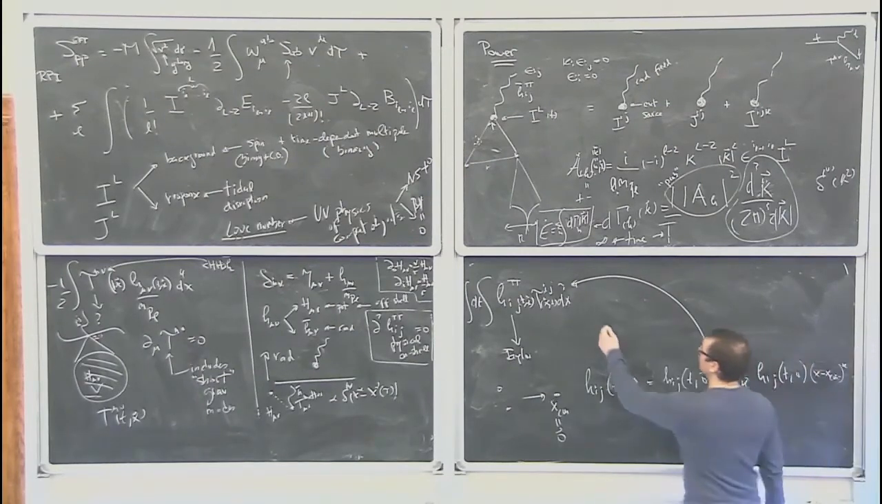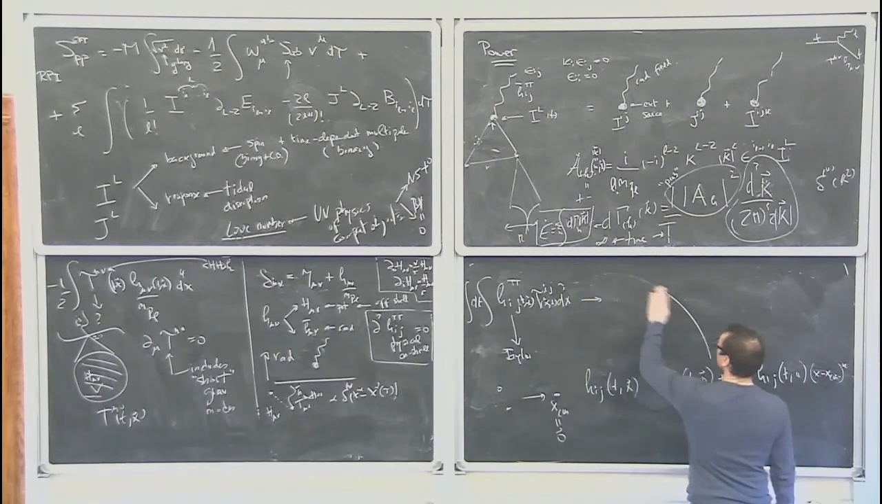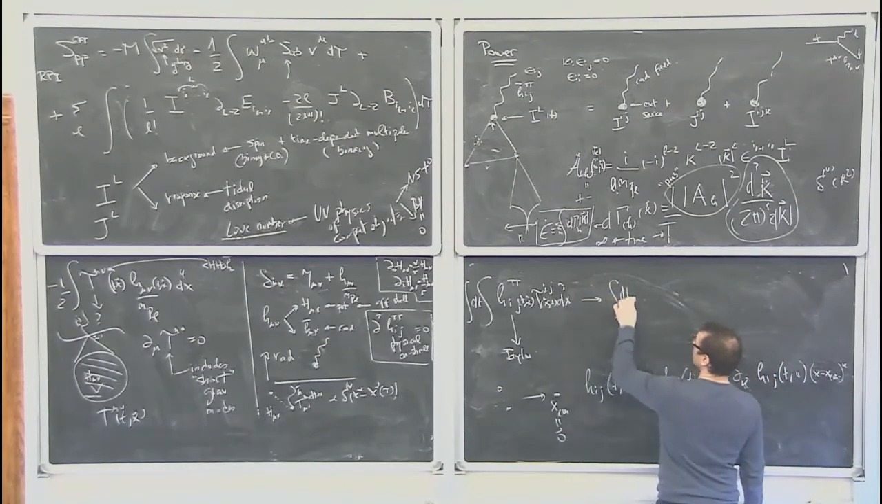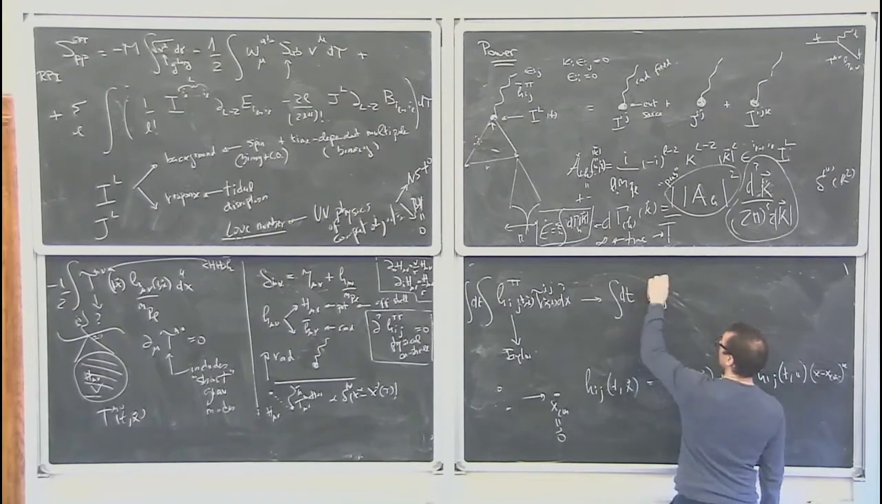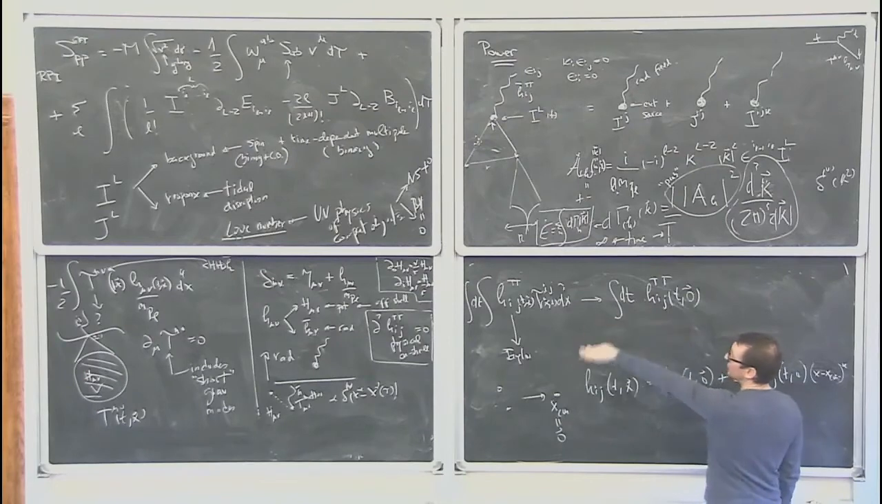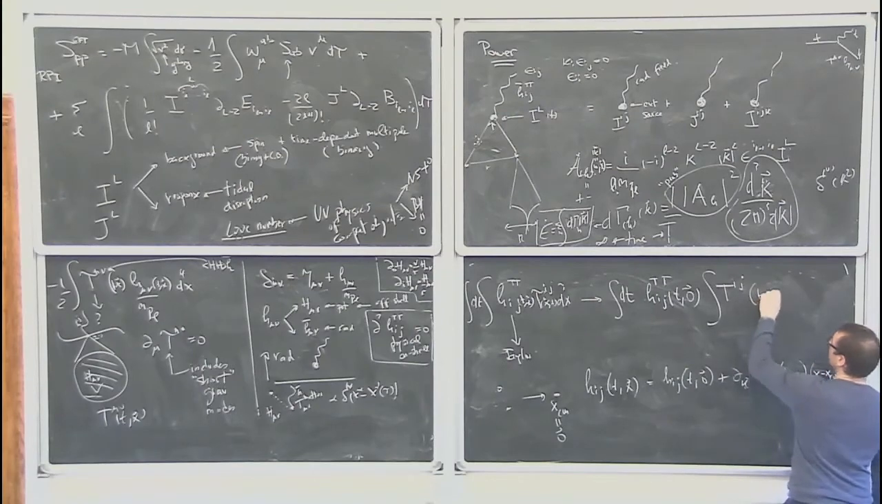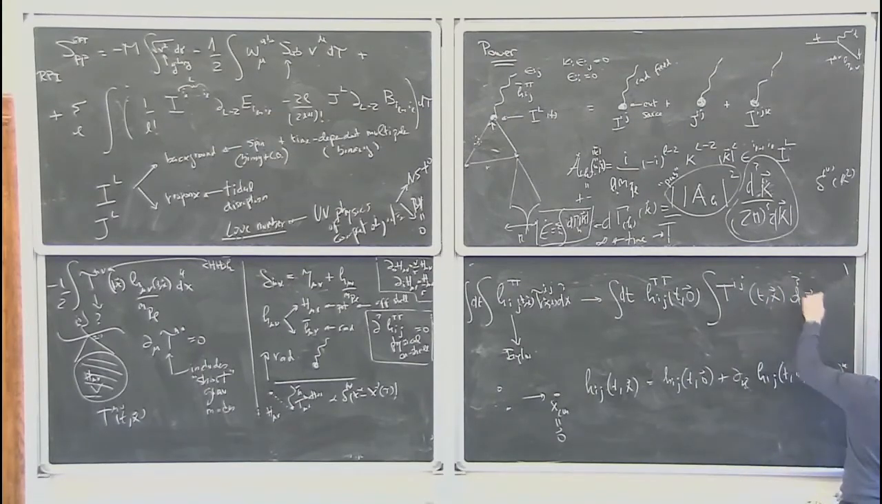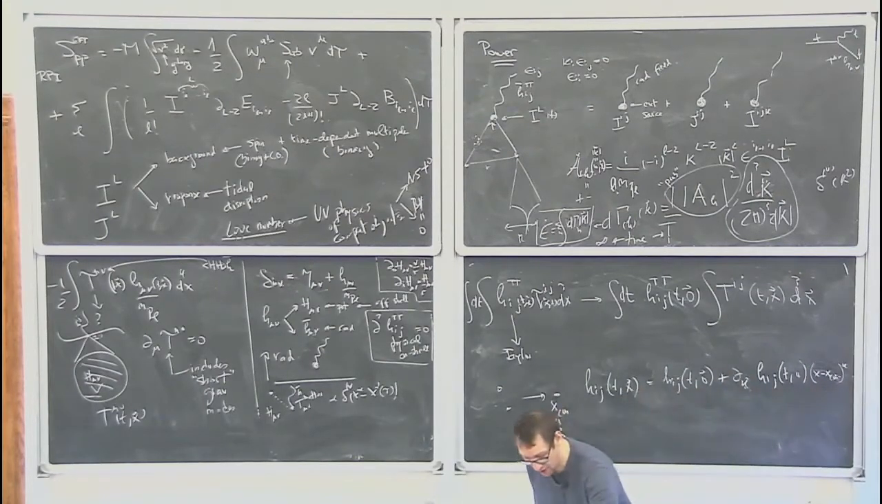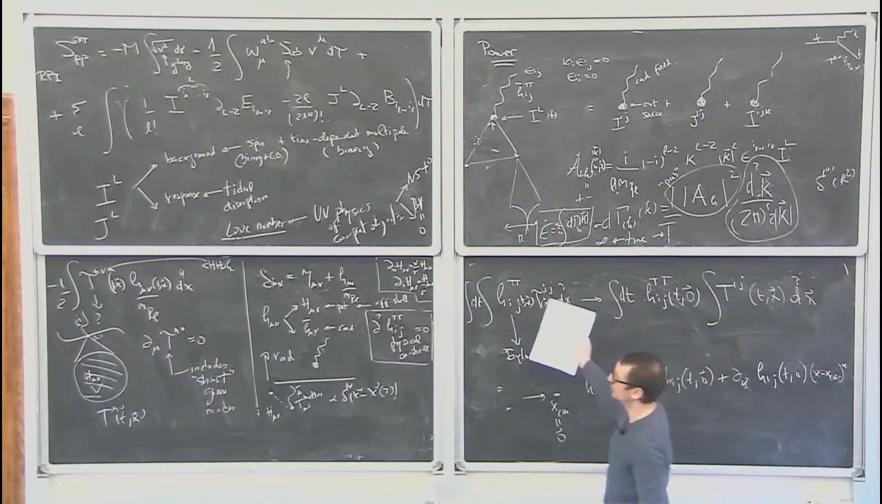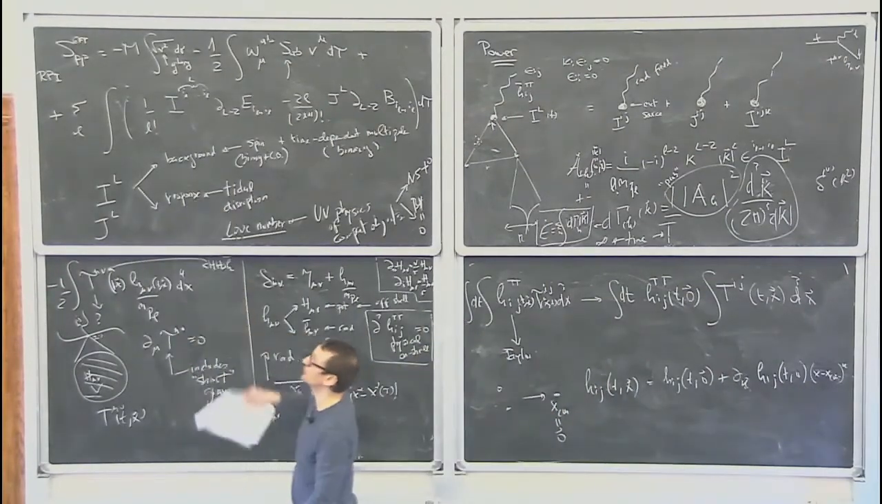When we do that, we already get one term, which is the first term, which looks like the integral dt of h_ij(t, 0). So it factors out of the integral, T^ij(t, x) d^3x. That's the first term. You start to see exactly the same we had before, now at the level of the action, and now as a matching between the theory with potentials and radiation modes and the theory without the potentials.